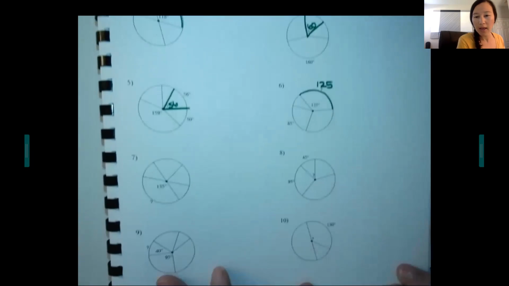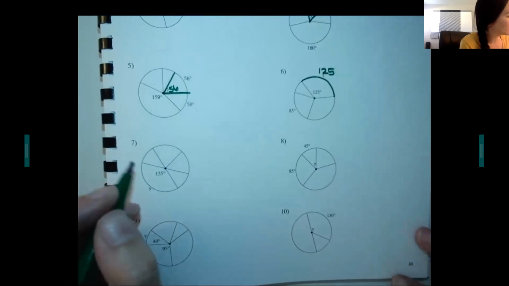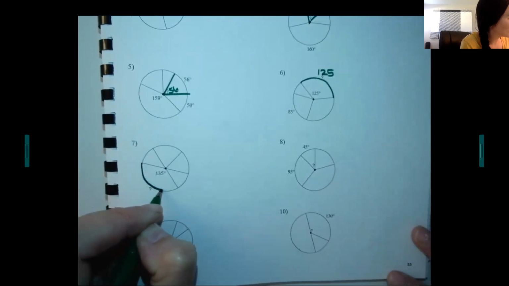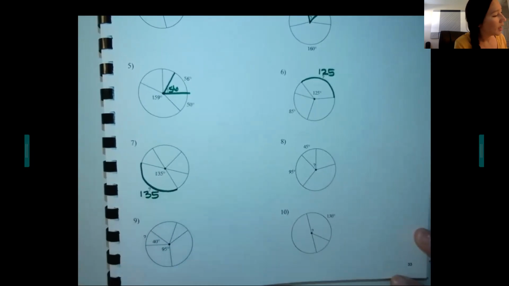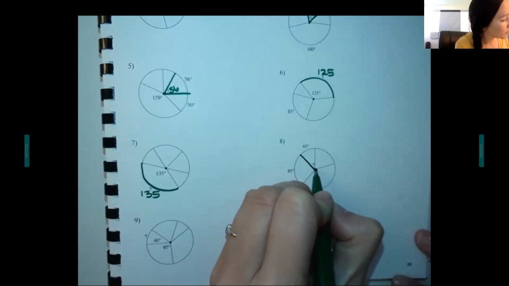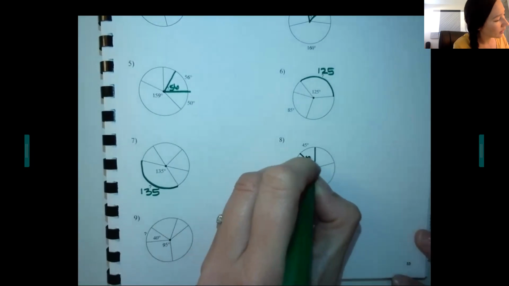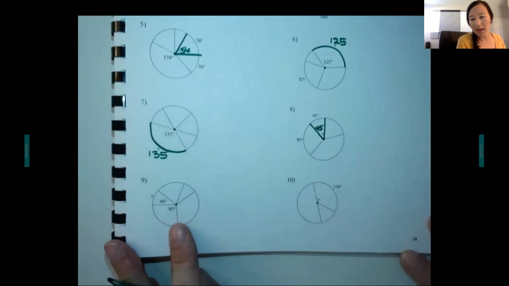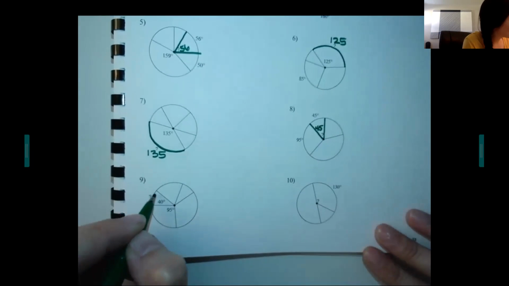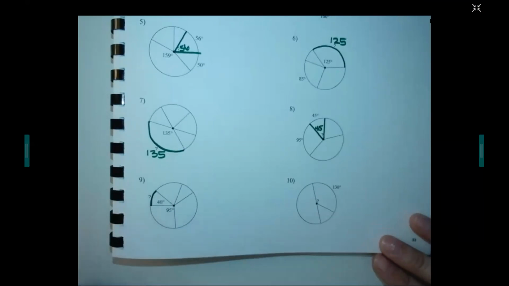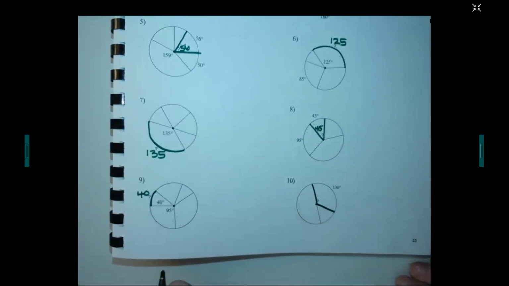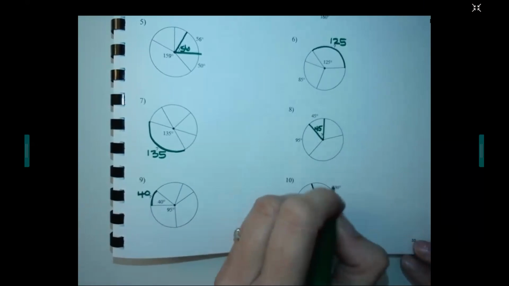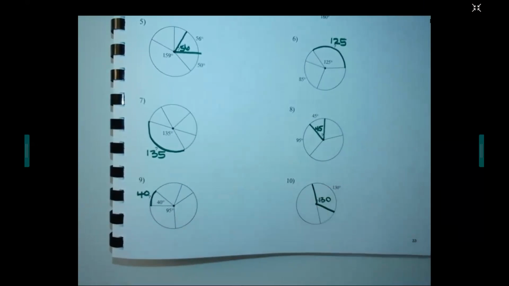Thank you. Elijah, number 7. What was this arc? 135. Very good. And number 8, what was this angle? 45. Excellent. Jasmine, number 9, what was this arc? 40. Very good. And Jade, number 10, what was this angle? 130. Very good, thank you.